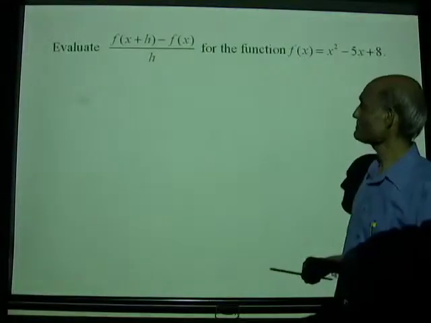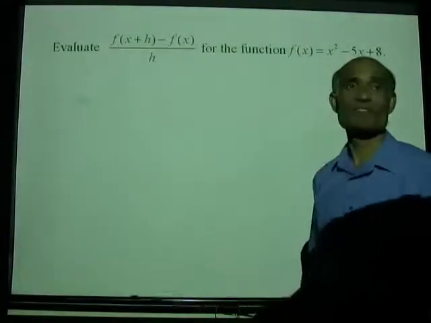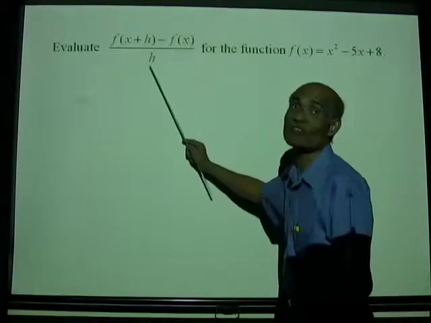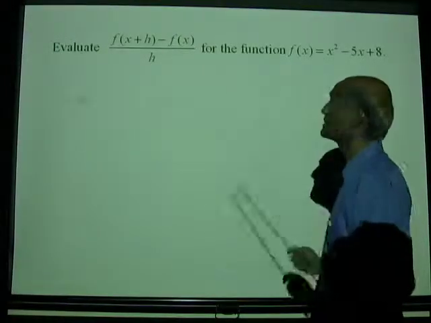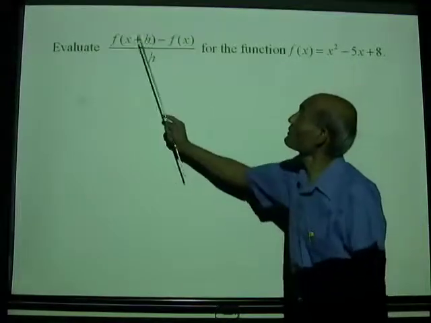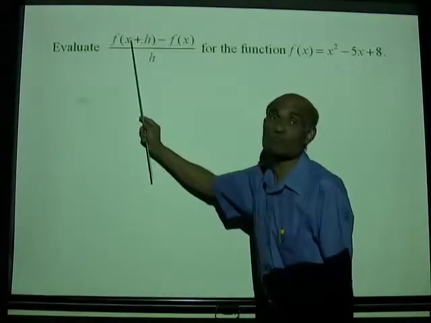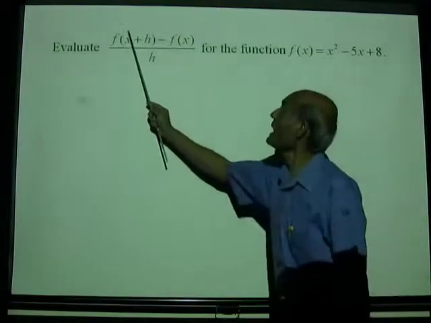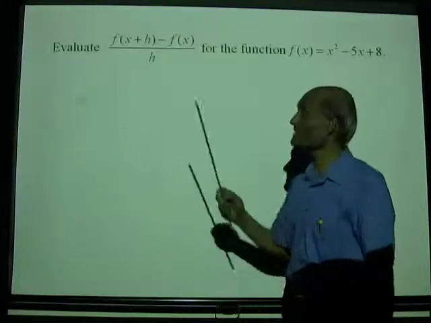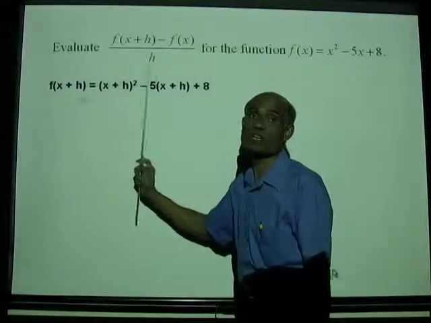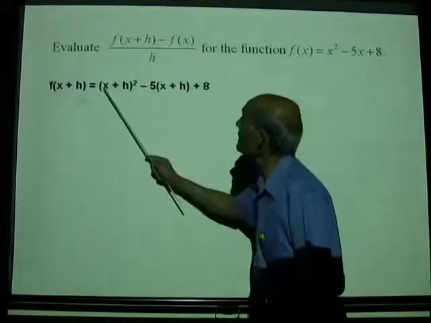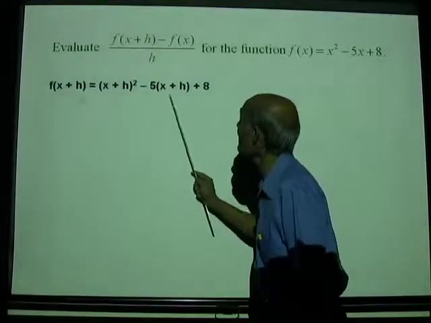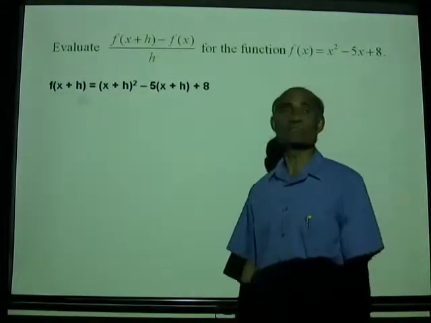That's the meaning of that. How about this? Evaluate f of x plus h minus f of x over h for this function. Well, first of all, we will find f of x plus h. How? By replacing our x here by x plus h. Let's do that. F of x plus h is x squared becomes x plus h squared, minus 5x becomes 5 times x plus h, plus 8.